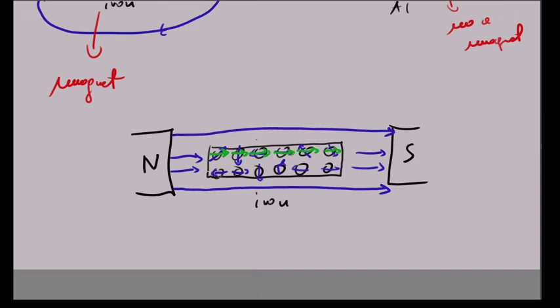So you want to place these individual atoms in a magnetic field strong enough to actually cause these magnetic moments here to rotate, and then they can add up and form their own magnetic field.